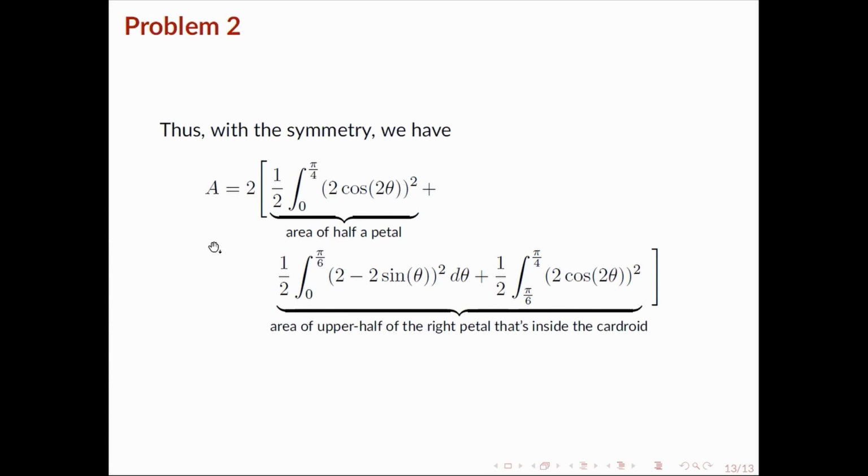With the symmetry, we get this expression for the area. So we have 2 multiplied by the area of half a petal, plus the area of the upper half of the right petal that is inside the cardioid. That is 1/2 multiplied by the integral of the square of the quantity 2 minus 2 sine theta with respect to theta from 0 to pi over 6, plus half of the integral of the square of 2 cosine 2 theta with respect to theta from pi over 6 to pi over 4.